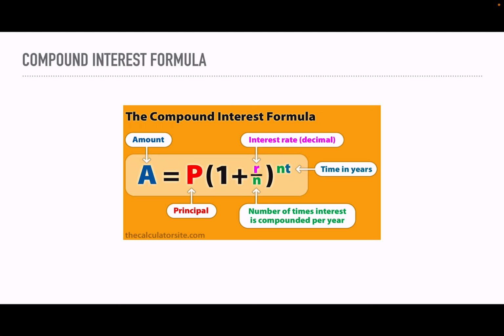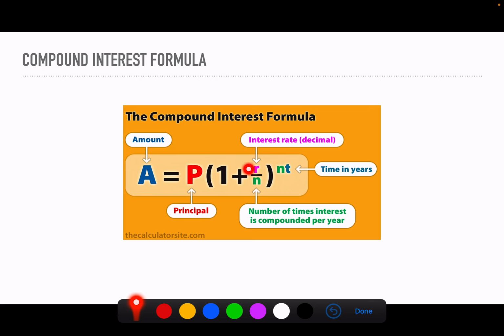So in this formula, everything else remains the same except r will be divided by n, and time will be multiplied by n. So what exactly is n? N is the number of times interest is compounded per year.